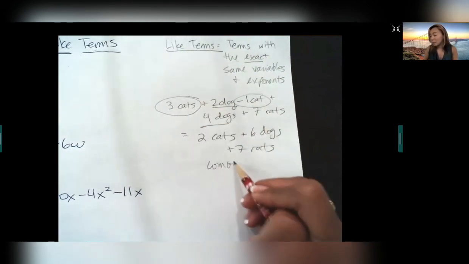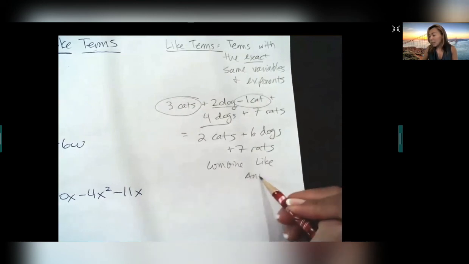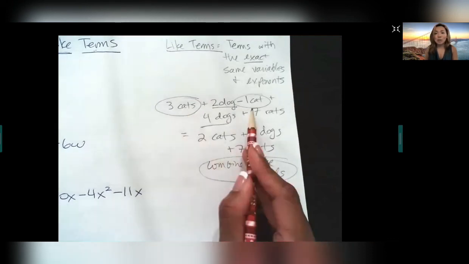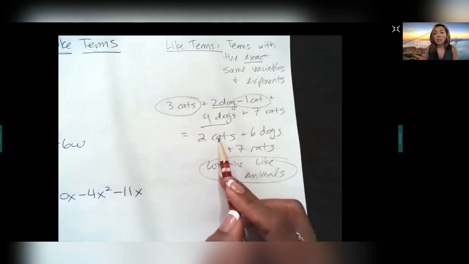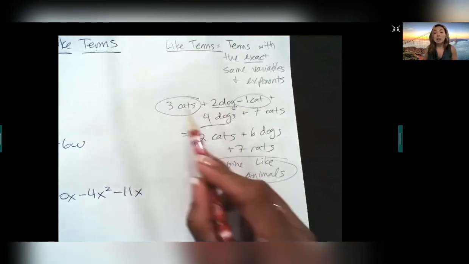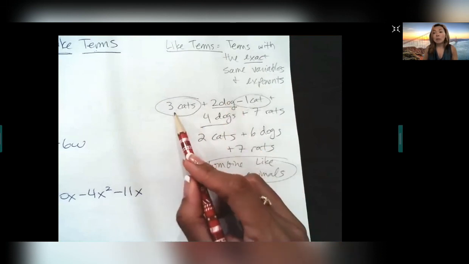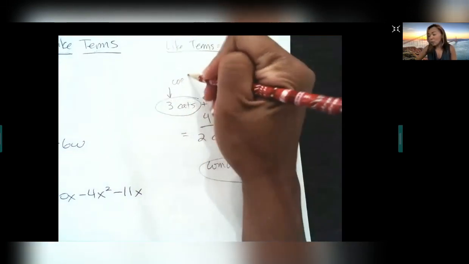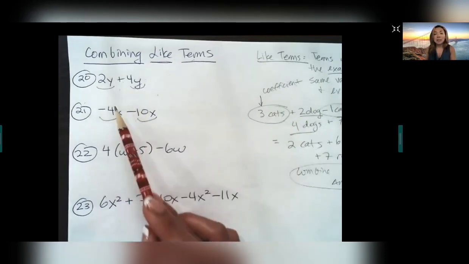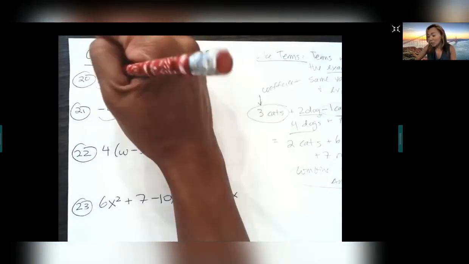So combine like animals. And when you combine the like animals, notice that the animals don't change, right? 3 cats minus 1 cat is 2 cats. It doesn't become an elephant or a giraffe or something. The animal stays the same, and all you do is add or subtract what we call the coefficient. This is the coefficient, which is the number in front of the animal, right? That's the same thing when we deal with variables and letters. The numbers in the front are called coefficients, and the letters are called variables.